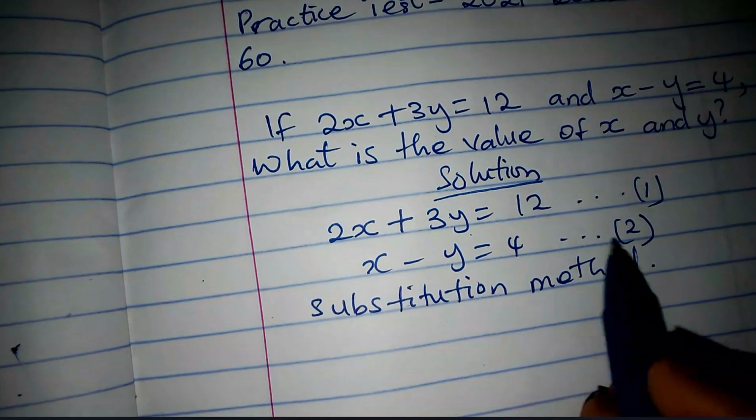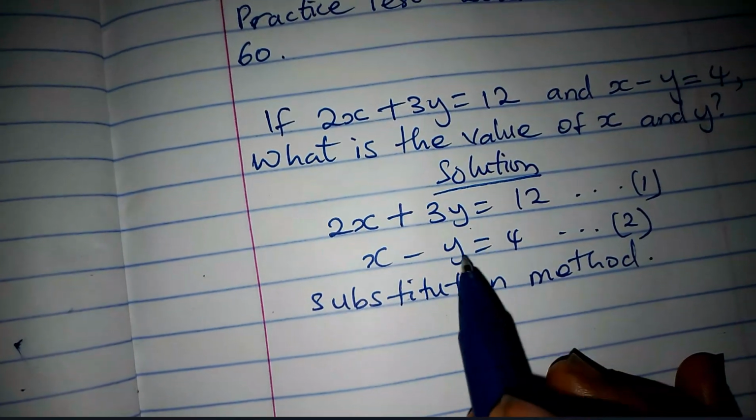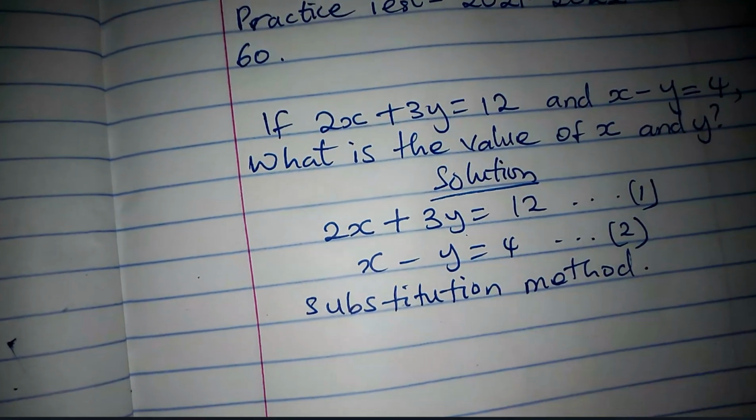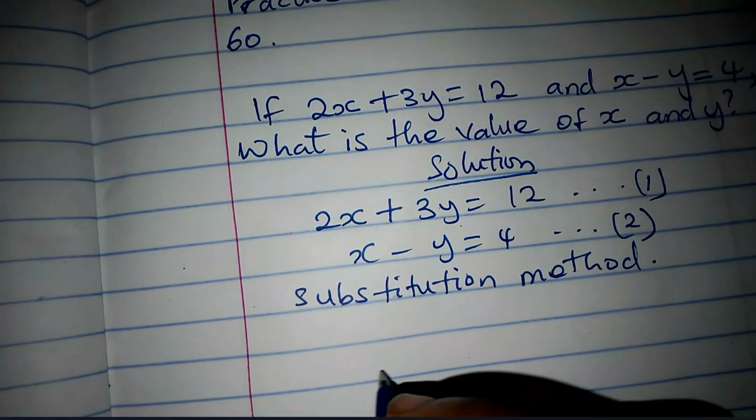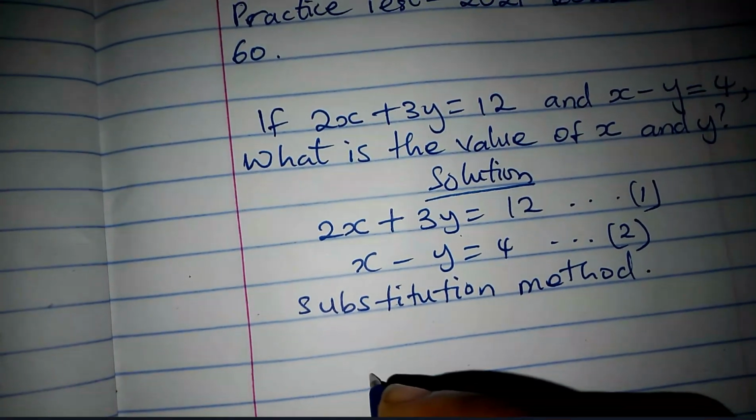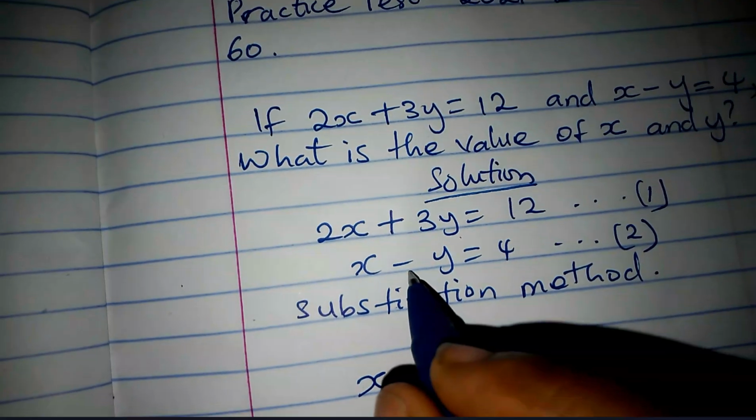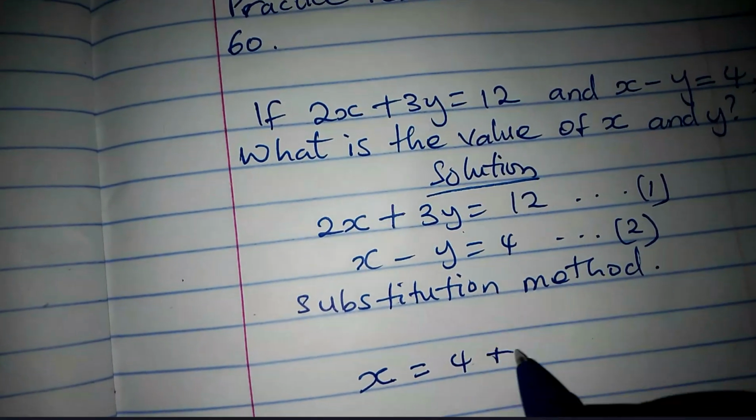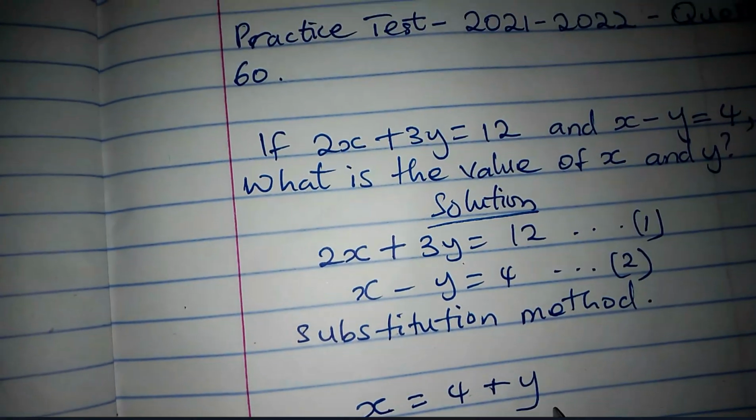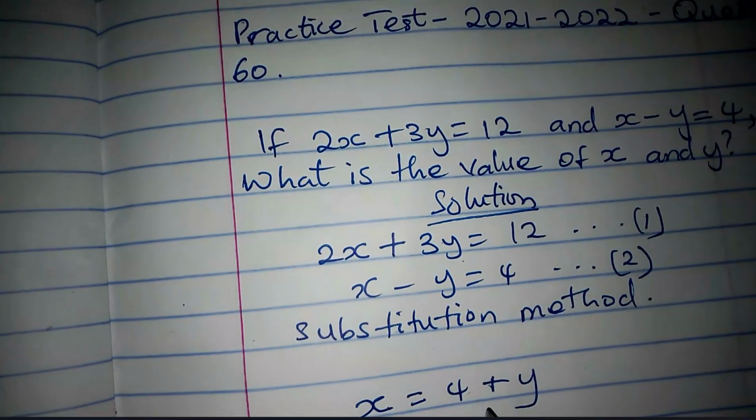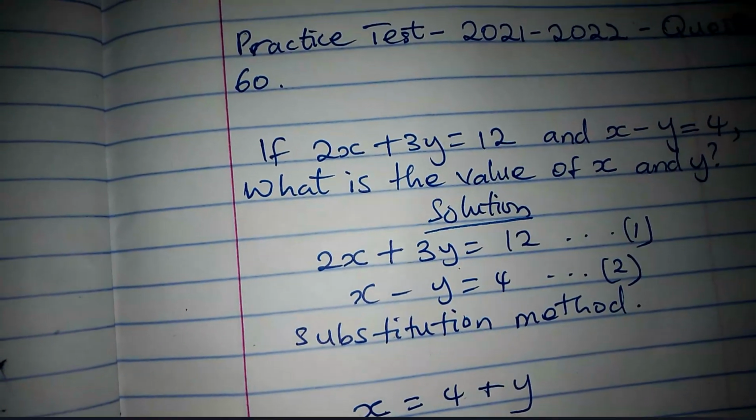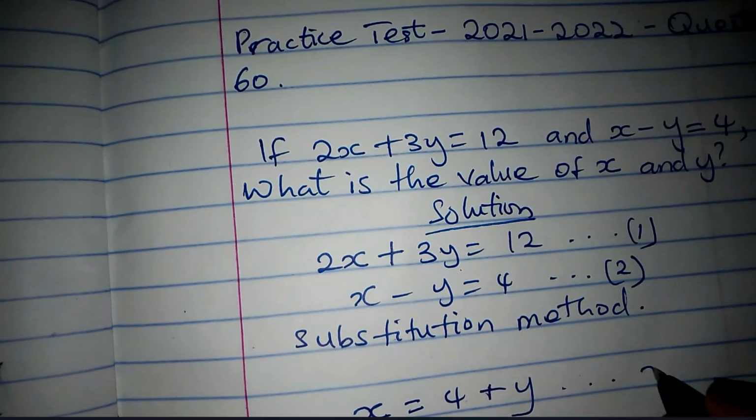I'm picking this one because this variable seems to be standing alone with just one coefficient. So let's make x the subject of the formula. If you make x the subject, we're going to have x equals 4, and this minus y goes over to this side, making it plus y. So first of all, we now know that x equals 4 plus y, right? So this is our equation 3.